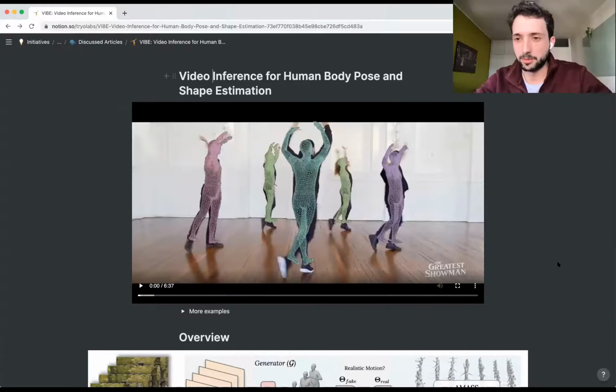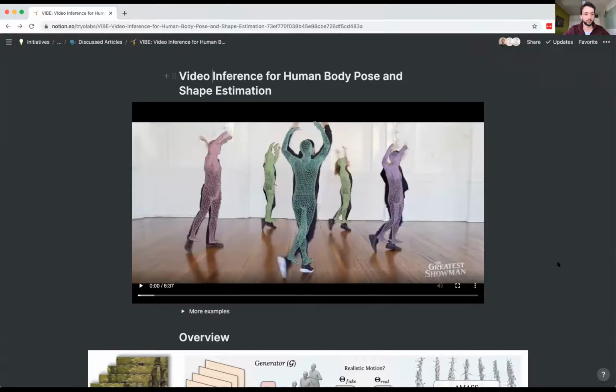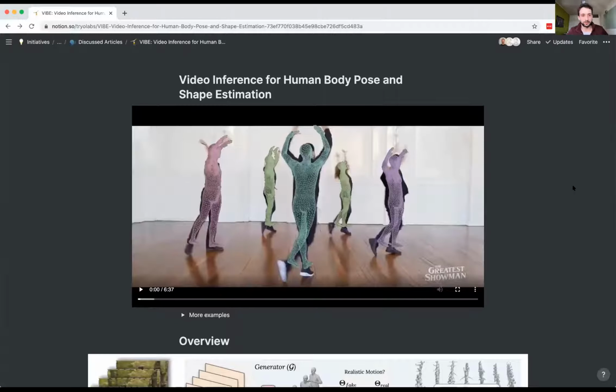So, a little bit about myself. My name is Guillermo Ripa. I'm a machine learning engineer here at Trial Labs. It's been a year and a half already. And today we'll be presenting the video inference for human body pose and shape estimation. This is a paper that came out in late 2019, and it was presented at 2020's CVPR. That's a very important computer vision focused conference.